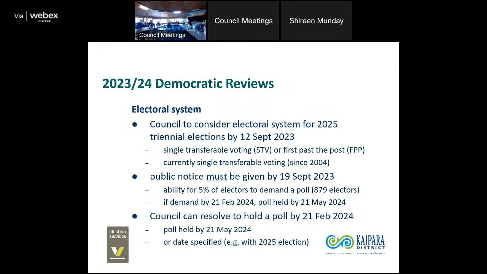On to the first one, the key one, the electoral system. Council is to consider the electoral system for the 2025 triennial elections, and that is to be done by the 12th of September this year. The choice under legislation between the electoral systems is single transferable voting, STV, and first past the post, FPP. And currently council has STV, and they've had that since 2004. So that consideration must be done by the 12th of September. Following that, there is a legal requirement to give public notice by the 19th of September.